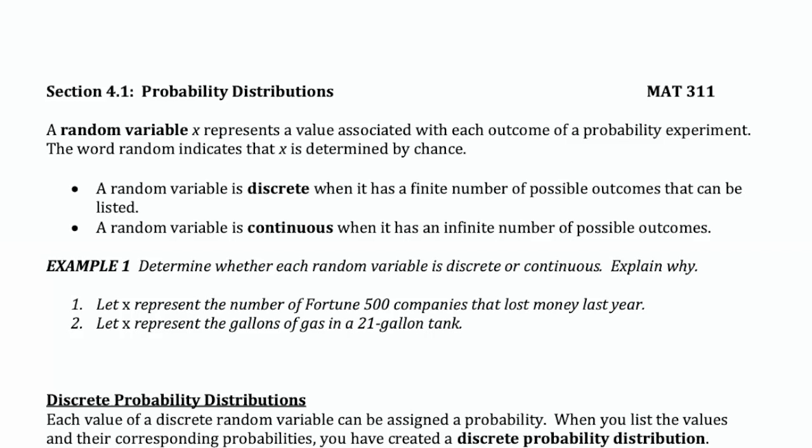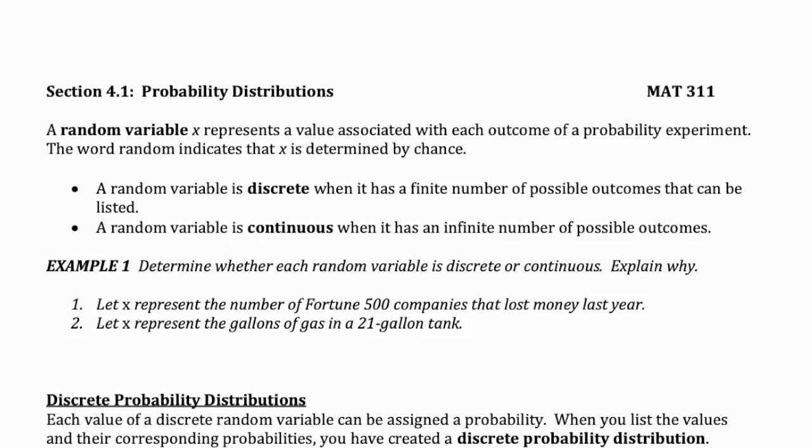You should be able to tell if a random variable is discrete or continuous. Discrete is going to mean it has a finite number of possible outcomes and they can be listed. Whereas if a random variable is continuous, it will have an infinite number of possible outcomes. And the best way to explain this is through an example. So in example 1, it says determine whether each random variable is discrete or continuous and explain why.